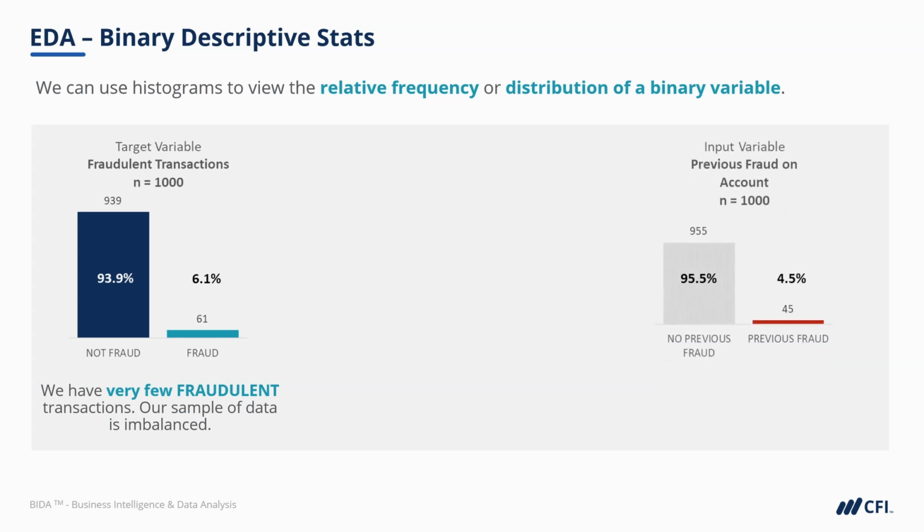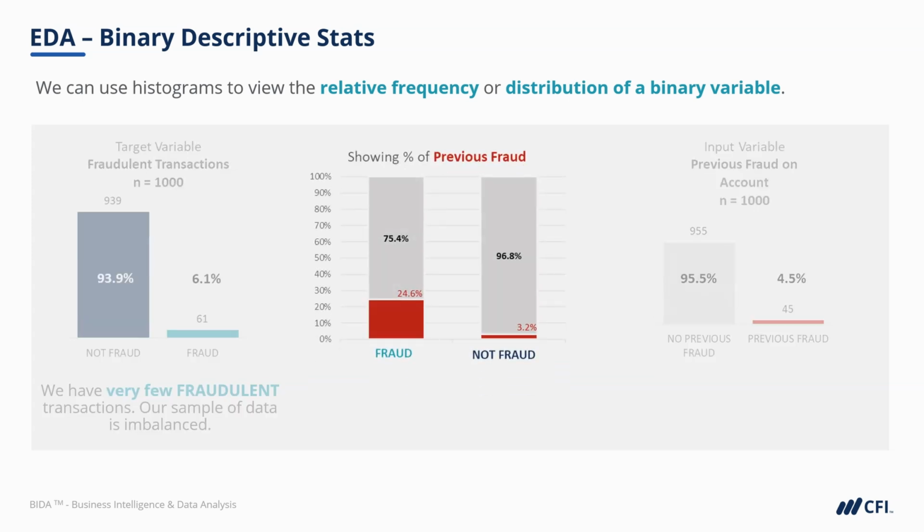If we look at one of our input variables here, whether the account has had any previous fraud, as expected, it has a similar distribution. There are far more accounts with no previous fraud, so nothing too surprising there. But things get interesting when we combine the two charts. Now we see that for transactions that were fraudulent, they also had a high occurrence of previous fraud on the account. So this might suggest to us that accounts are not targeted at random, but that some accounts are fraud magnets. Previous fraud may therefore be a helpful predictor of fraud.